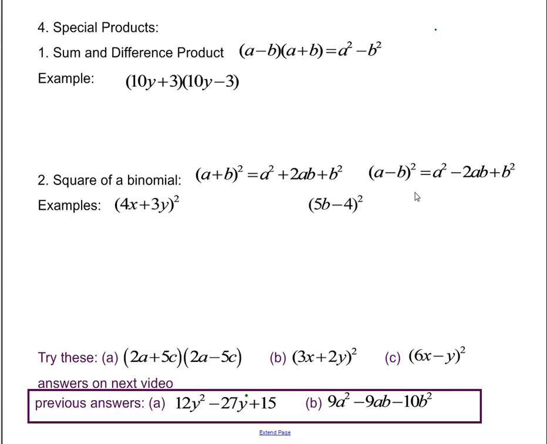Welcome back, everybody. Let's talk about the next kind of multiplication here, and this one deals with special products. Now, really, when we have two binomials multiplied by one another in this method, you can always go through and use your FOIL method to check. But in some cases, this is a real time saver, and let me show you why.